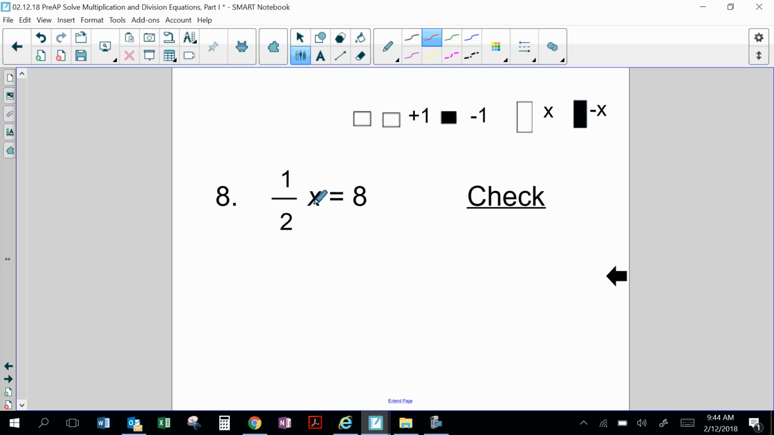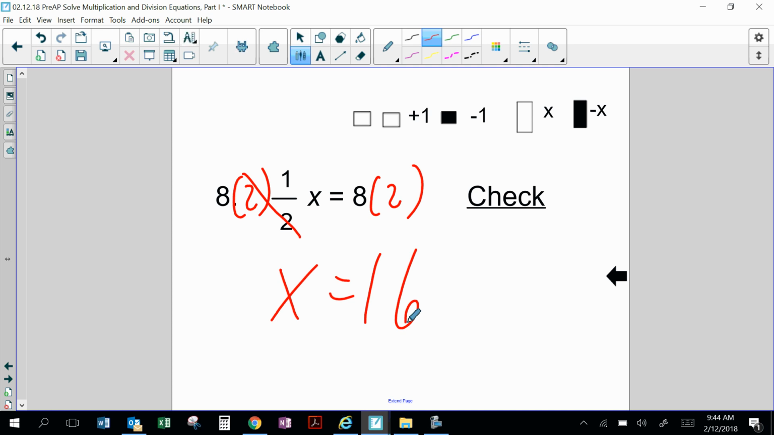X. Is it isolated? No. It's next to half. What is the relationship here? Half is like saying divide by 2. So what's the inverse of it? Multiplying by 2. I balance it on both sides. Half of 2 is 1x. X equals 16. Number 9.